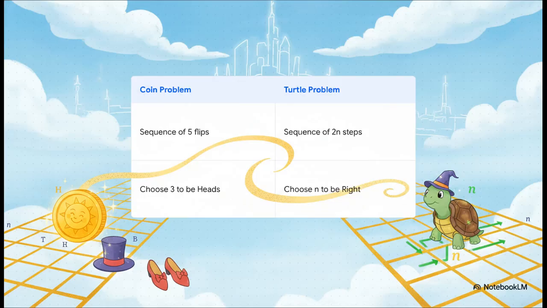And this table just makes it crystal clear. The coin problem was all about choosing 3 positions out of 5 to be heads. The turtle problem on an n by n grid, it's about choosing n positions out of a total of 2n steps to be right moves. They are, mathematically speaking, the exact same problem, just dressed up differently. And that right there is the real power of thinking this way.